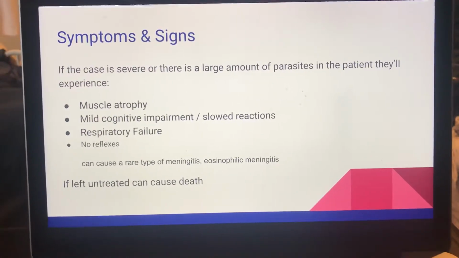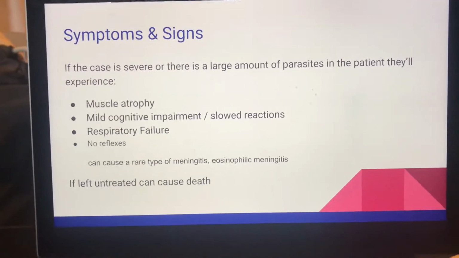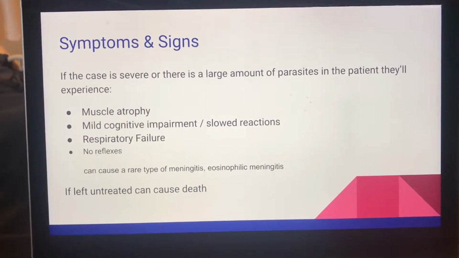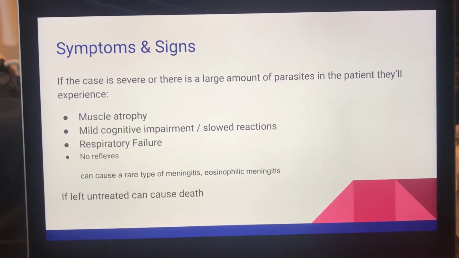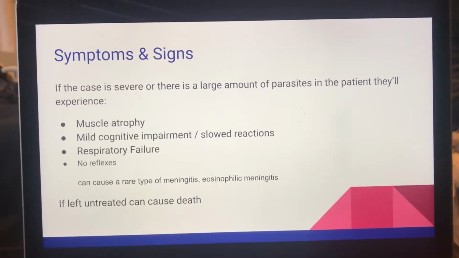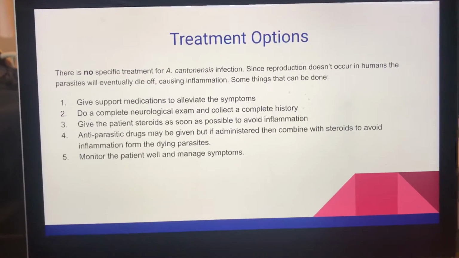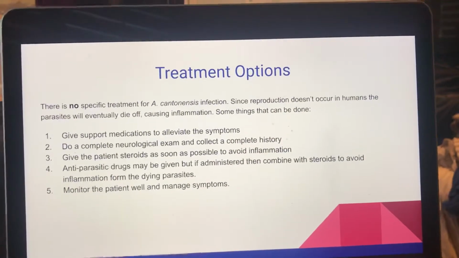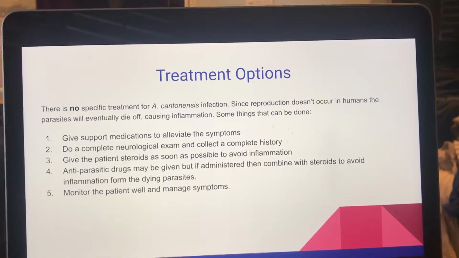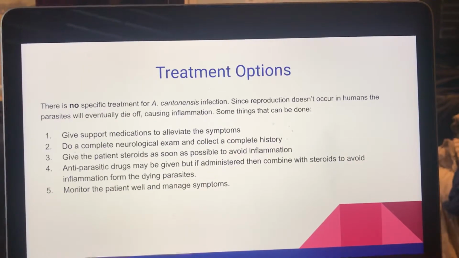This type of meningitis can be tested by testing your cerebral spinal fluid, and if that's the case, that means that it's going in through your brain, all that other stuff. So the sad thing for that is there are no treatment options. Since it doesn't reproduce in us, they will eventually die off, but they do cause inflammation.